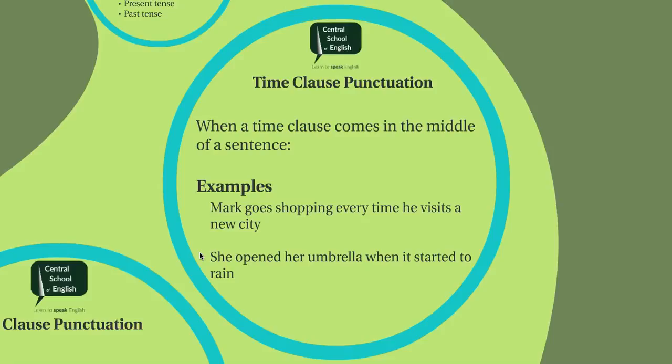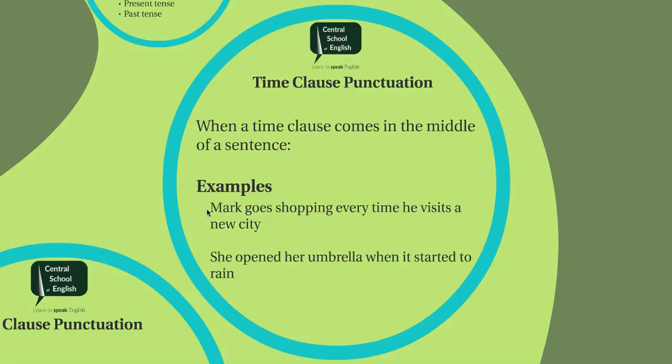When a time clause comes in the middle of a sentence, we do not use commas to separate the main clause from the dependent clause. Let's look at two examples. In the first example, "Mark goes shopping every time he visits a new city." The words "every time" are the time clause connector. Because the time clause connector appears in the middle of the sentence, we do not use a comma to separate the two clauses.